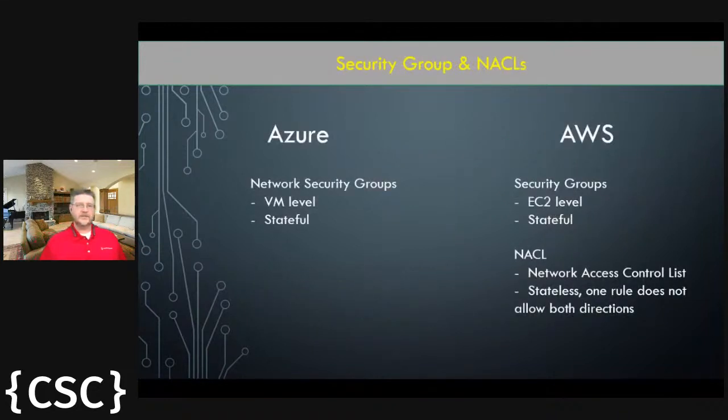Regarding security groups, they both have security groups, and those security groups are stateful, versus the NACLs in AWS, which are called stateless. Here's the biggest difference. When you have that conversation going out to a destination, it's going past a security group, it goes through a rule, and that rule allows it to go out. Well, the response needs to come back in.